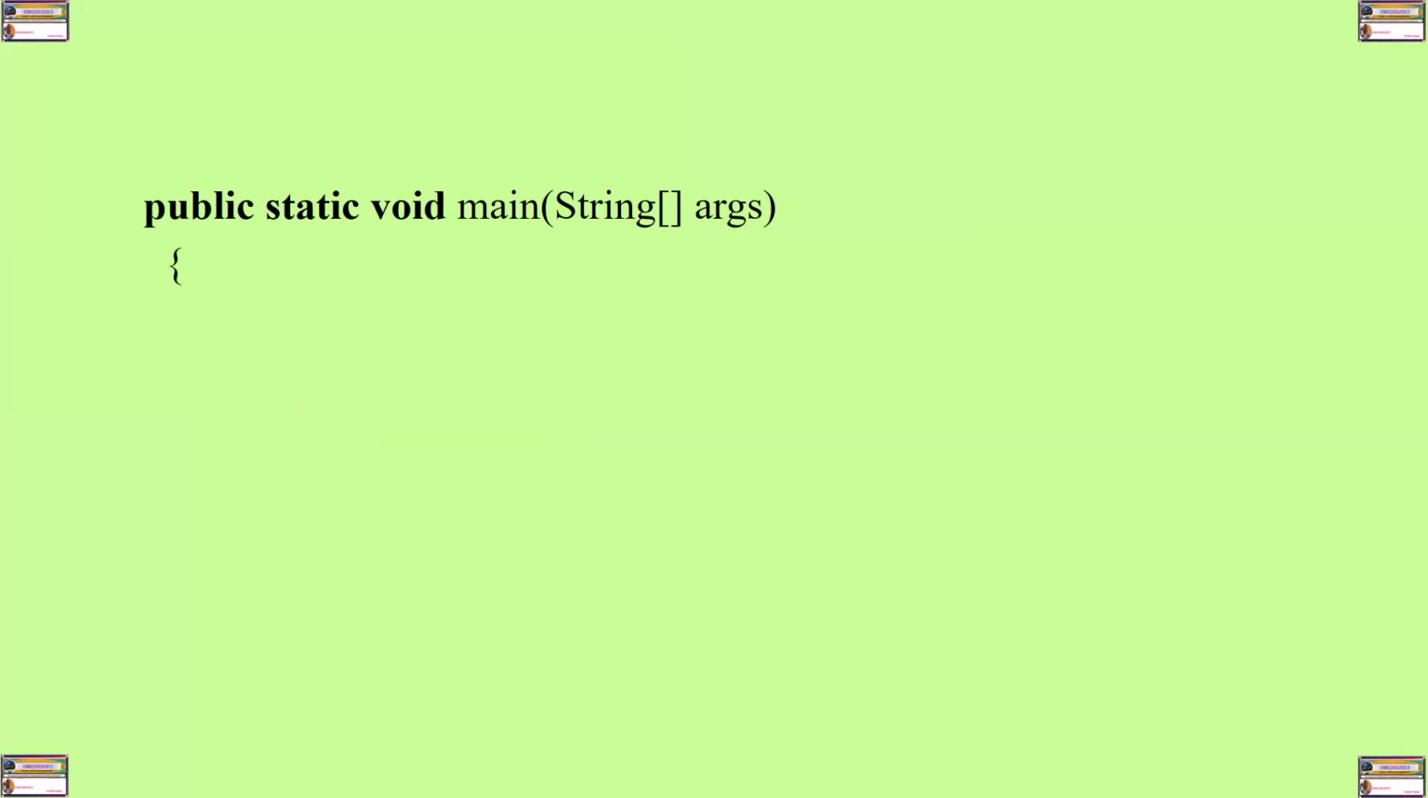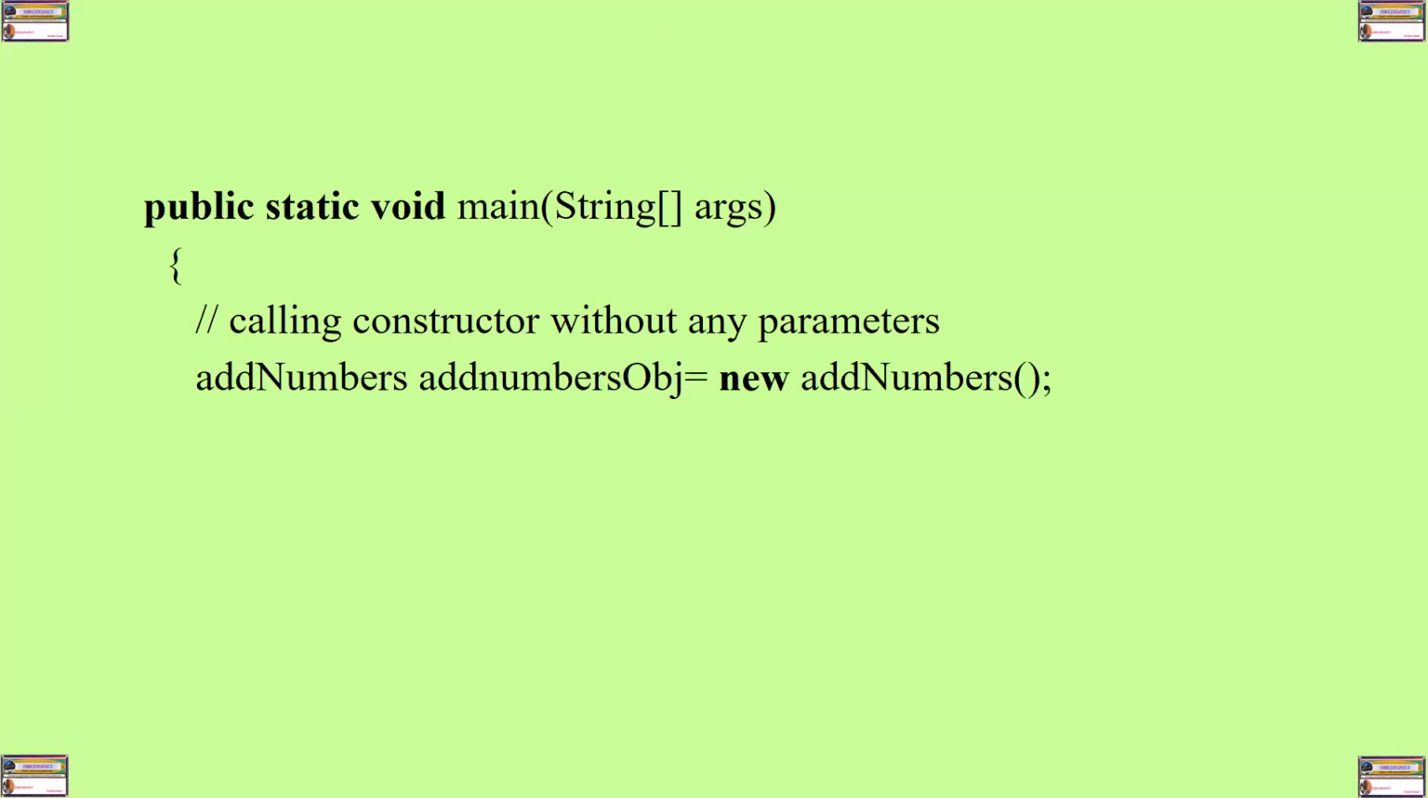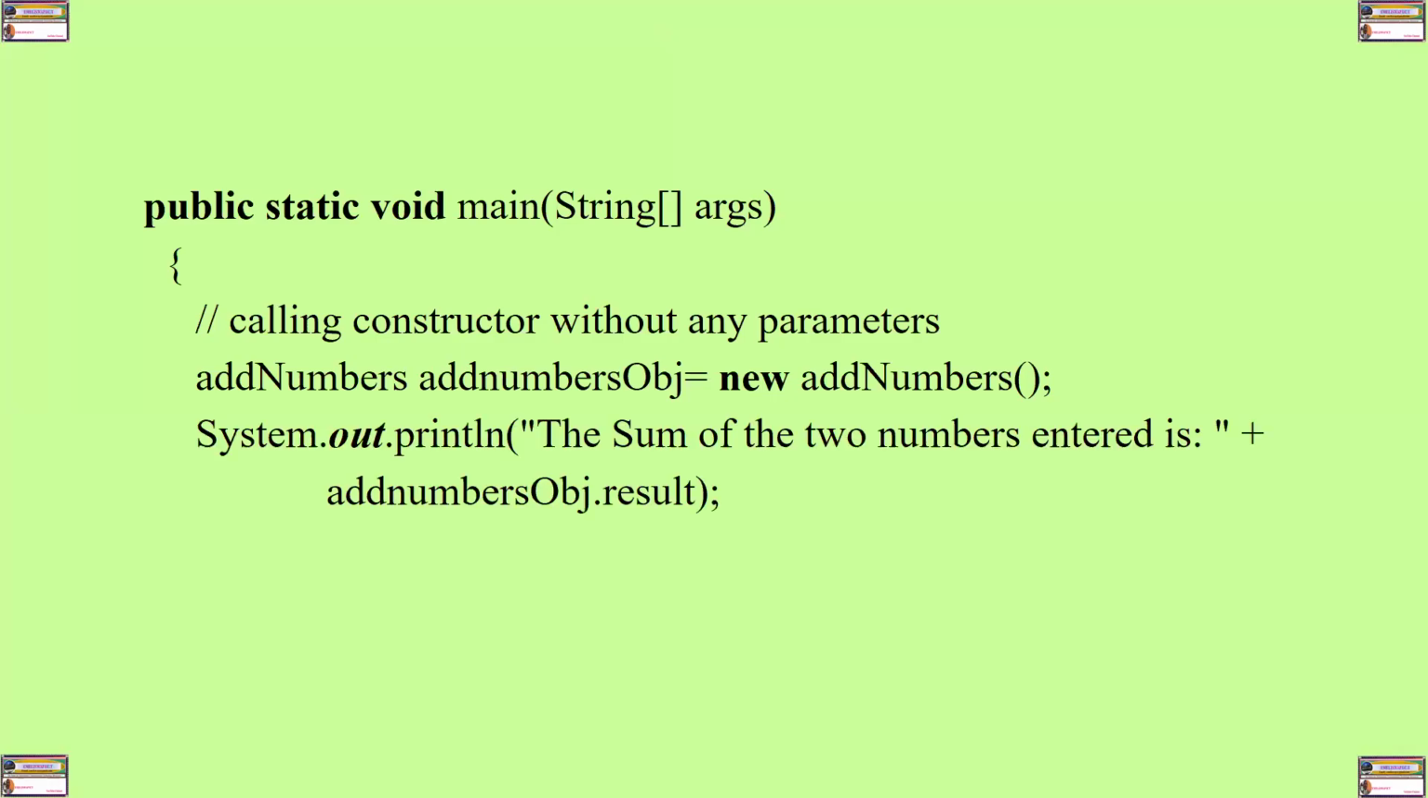Then we go to the main section of the program, the main method. Here, we have a call statement for the constructor that has no parameters. So first, we define a new object. We define an object called addNumbers of type AddNumbers. From there, we are able to invoke the method called result through addNumbers.